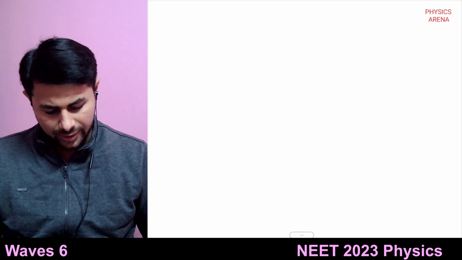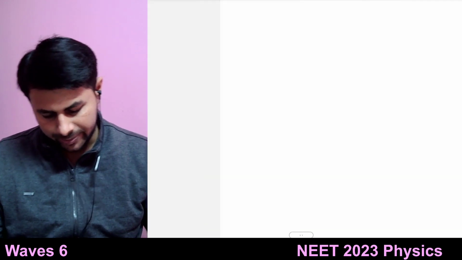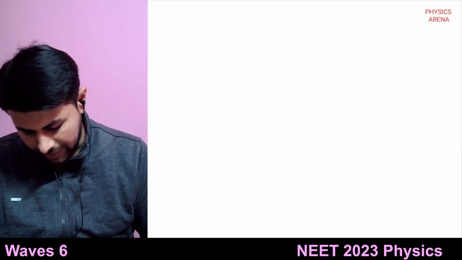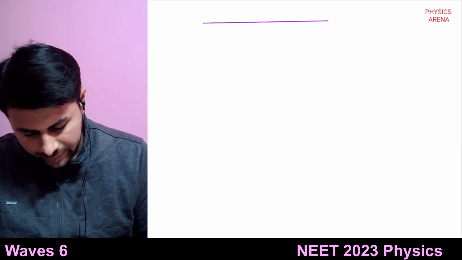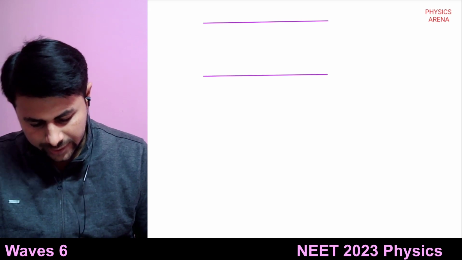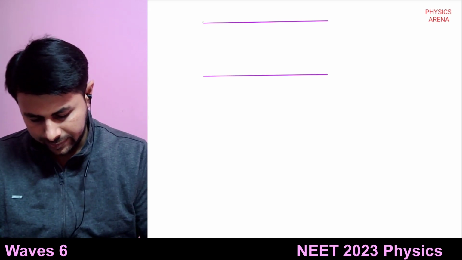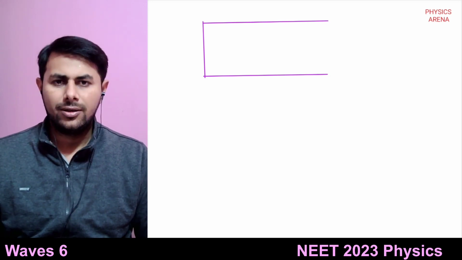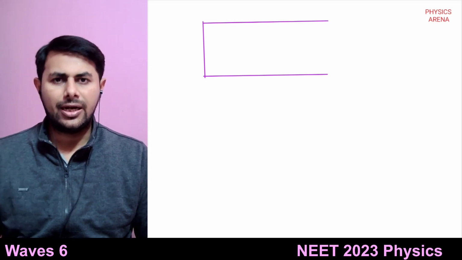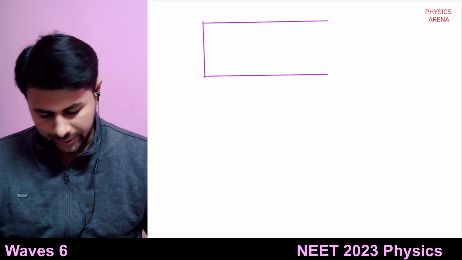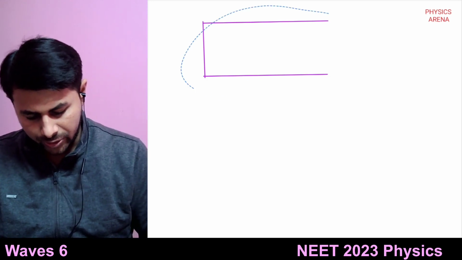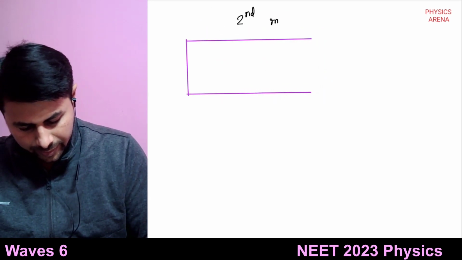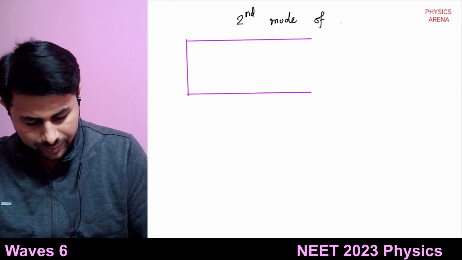Then let's consider a similar pipe once again of the same length, and let's consider the second harmonic. The fundamental mode is called the first harmonic. What is the second harmonic? The first frequency higher than the first harmonic. So let's consider the second mode of vibration.